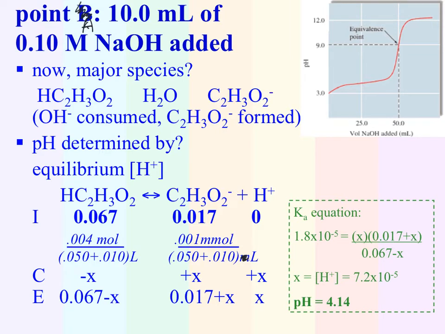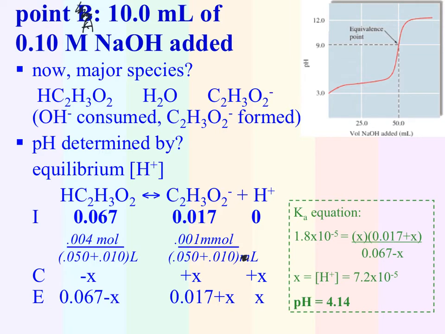Okay, we then plug these numbers into our Ka equation. We know our Ka value. Okay, we subsequently plug in our values here. Solve for X just like we've done tons of times before. X is going to correspond to H3O plus. H3O plus, or H plus in this situation, is 7.2 times 10 to the negative fifth. Okay, and if we plug that into our negative log calculation, that'll give us our pH of 4.4.